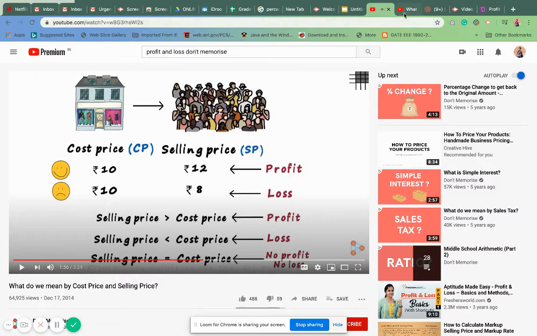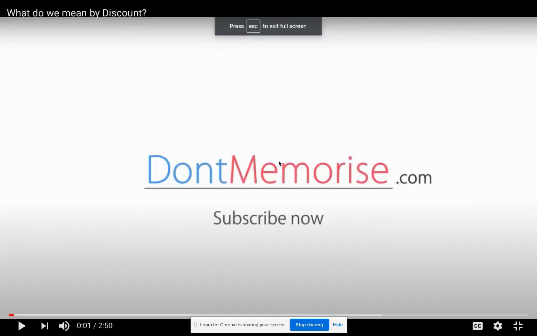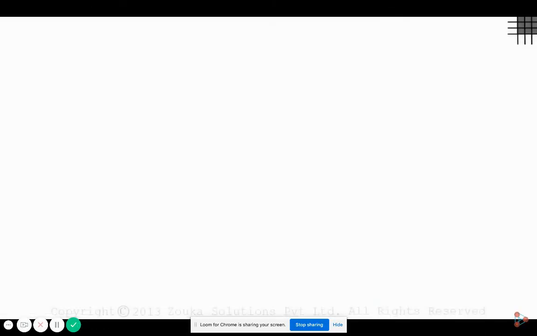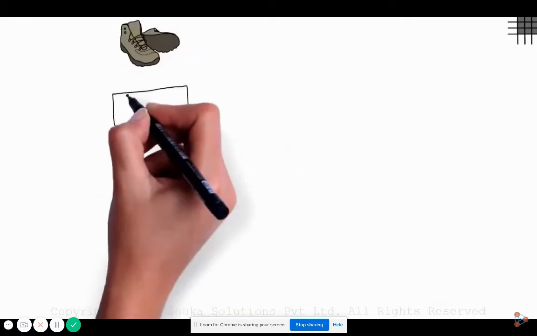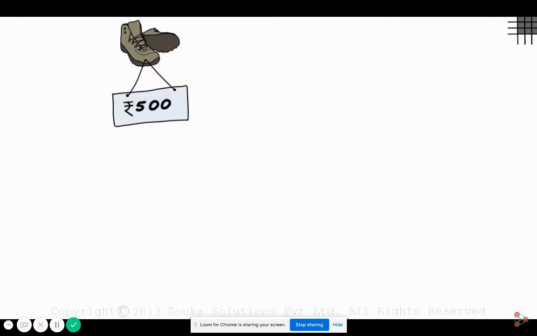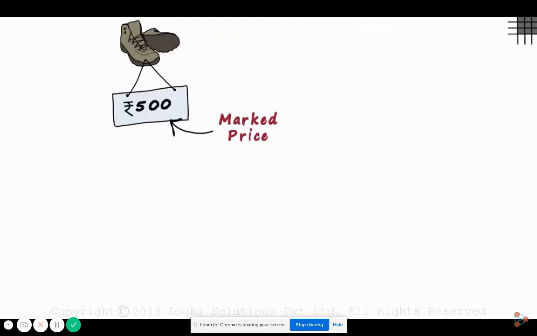Okay, now let's understand what discount and MRP mean. One day, you decide to go shopping and end up liking a pair of shoes. What is the first thing you do when you like something? Check its price, of course. So you see a price tag of 500 rupees. This is called the marked price. But you think 500 rupees is way too expensive and you decide against buying it.